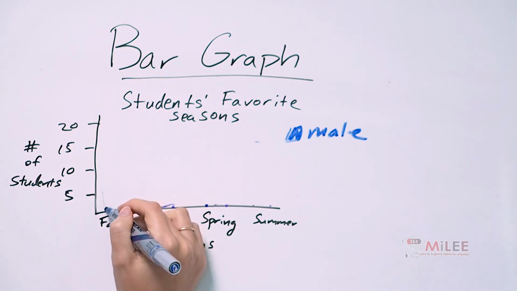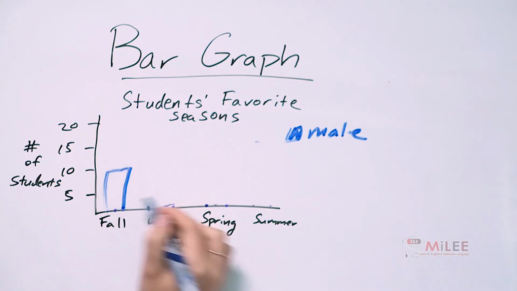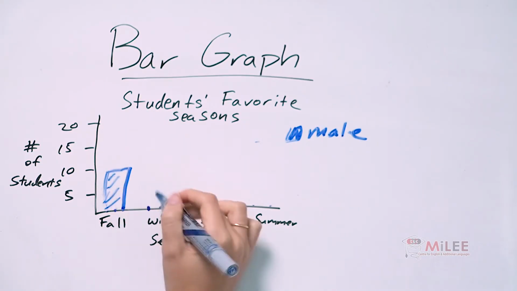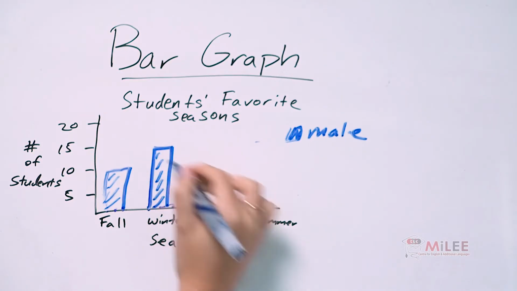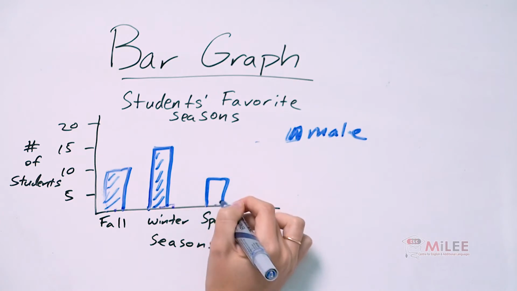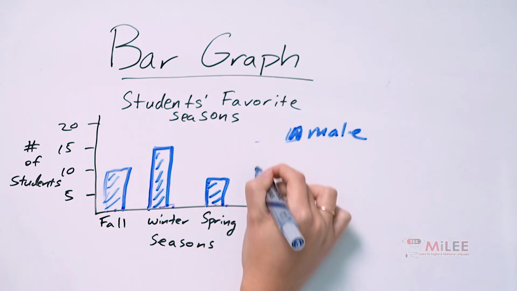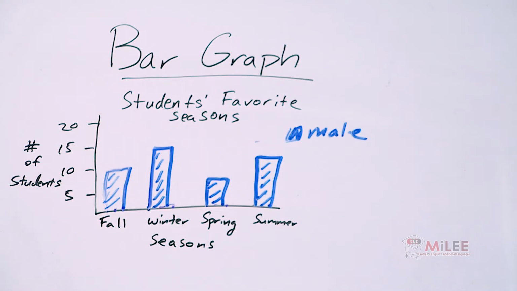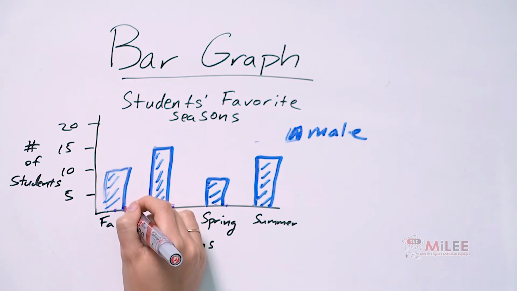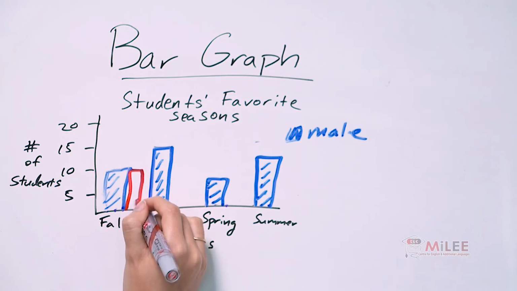Bar graphs can also get a bit more complicated. For example, if you want to compare how males and females feel about the different seasons, you could create subcategories by using different colored bars. You can have multiple subcategories, but make sure you don't have too many, or else the graph might become difficult to understand.